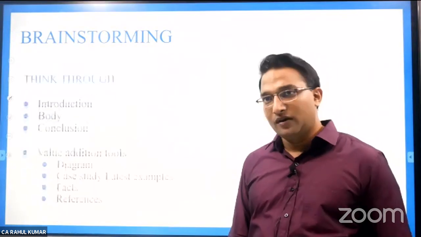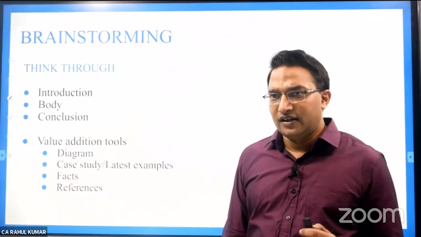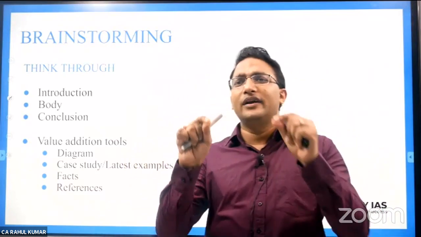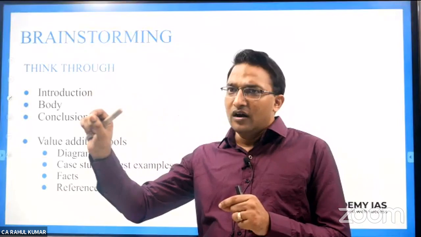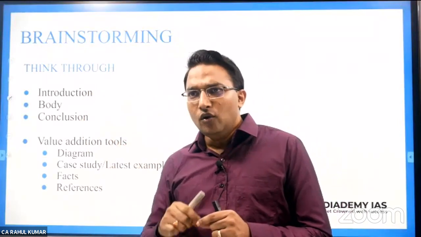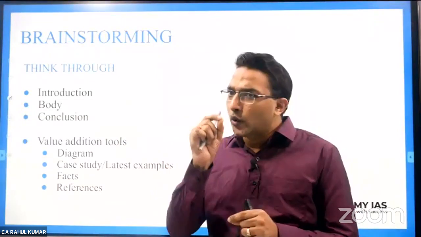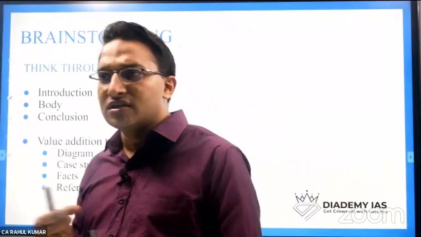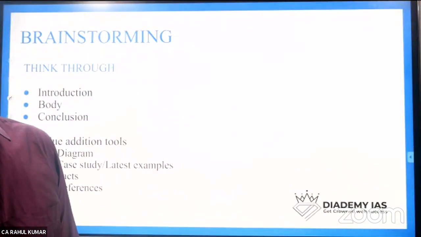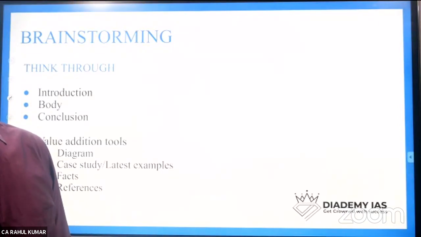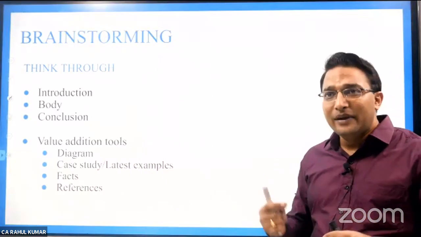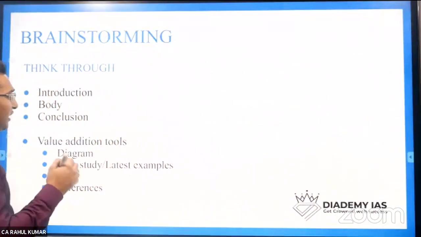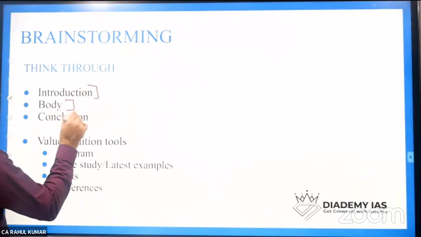Brainstorming is the first important thing. Now, what should be the parameters of brainstorming? I told you to underline the keywords, and then for every keyword jot down the points that come to your mind. Now, this brainstorming should be done through a systematic process, with certain dimensions that you must or can include. For that, you have to think through certain basic dimensions. For every question, just think what can be the introduction, what can be the body, what can be the conclusion, right?